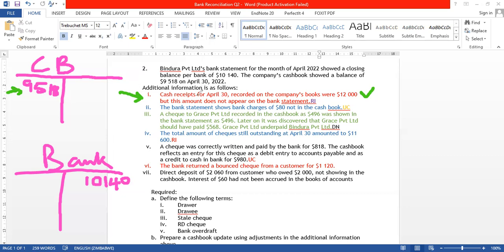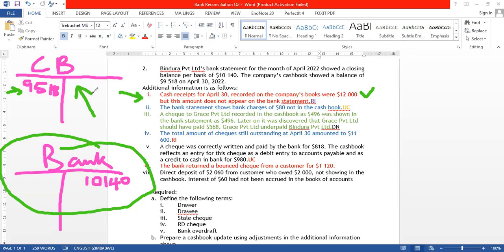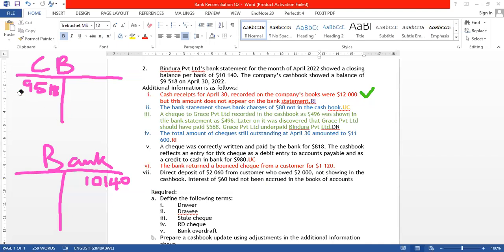What is happening is we are told that these receipts have already been captured in the cash book, but they are not in the bank. So remember what we said. We said only things that are in the bank can be updated to the cash book. We cannot update things that are in the cash book to the bank. We can't do this, because we can't change the bank. But if we are told that there were some transactions that were done in the cash book, but not in the bank, it means those transactions are going to be reconciling items.